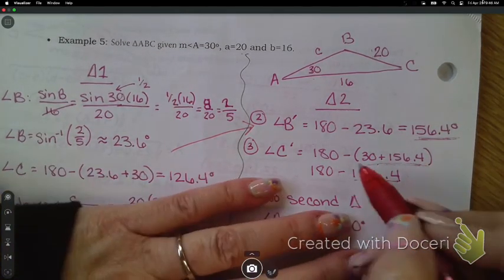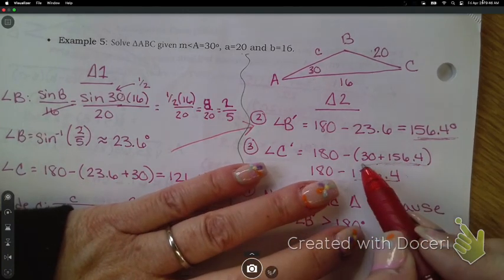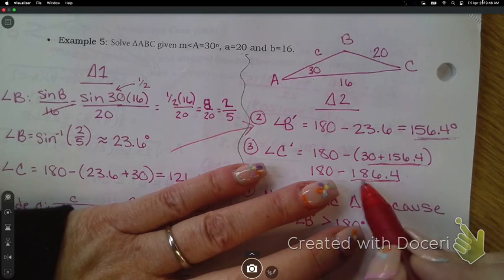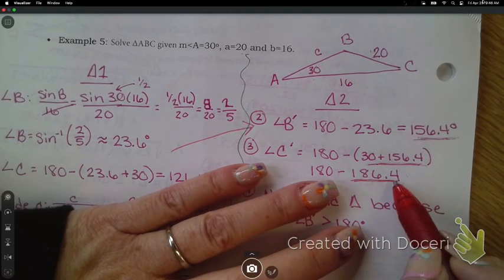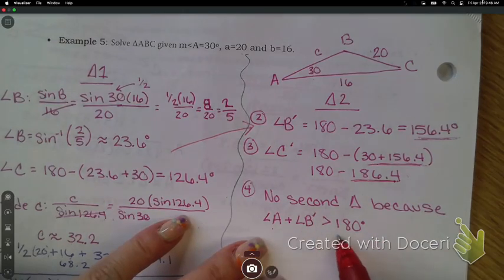So on angle C, I have 180 minus 30 plus 156.4, but this equals what? 186. Over 180. So at this point, there's no second triangle because A plus B prime is greater than 180. See how that works?